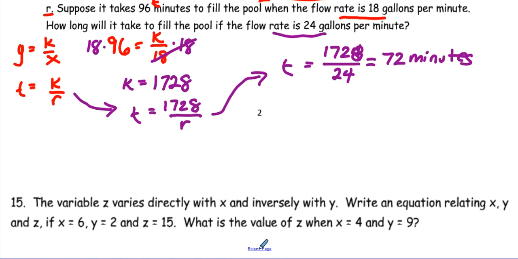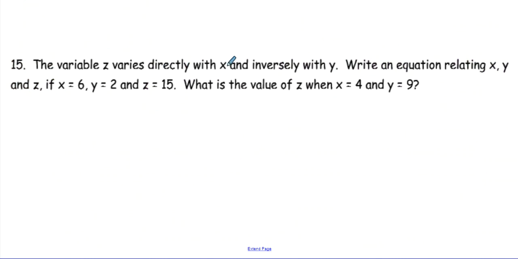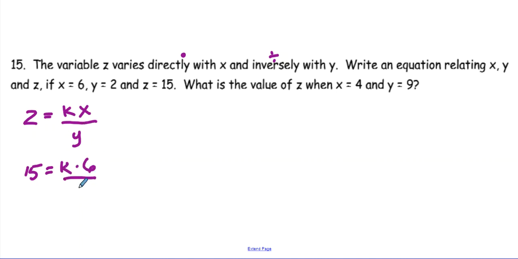Okay, and last one on this page. The variable z varies directly with x and inversely with y. So directly is going to be times, and inversely is going to be divided. So z equals, always put a k when we're doing variation, and then times x, and inversely, so that will be divided by y. Write an equation relating x, y, and z. So we did that. And then it says these are our values, so we need to find k. So we're going to plug in 15 for z. We're going to find k. We're going to substitute 6 for x and substitute 2 for y.